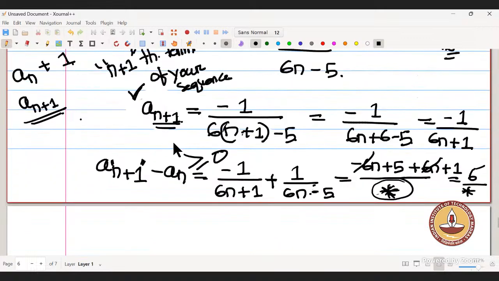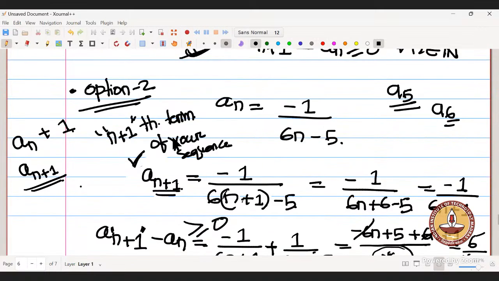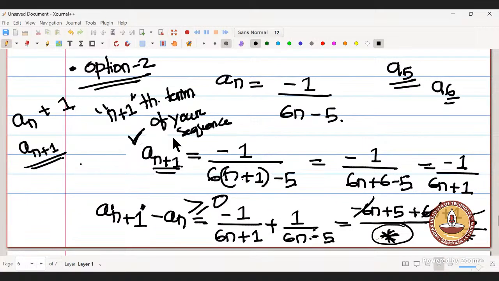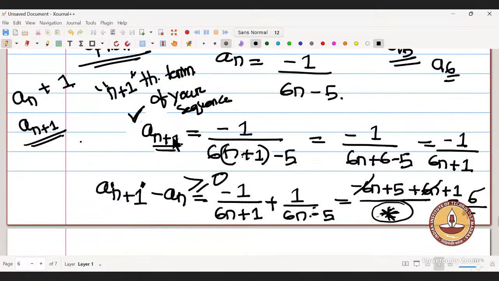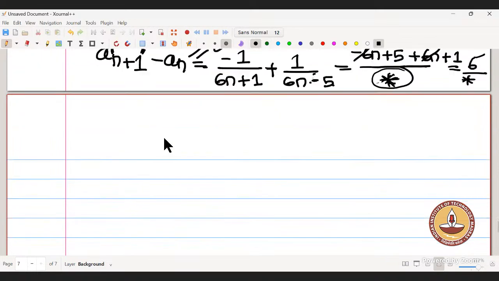I agree that a n plus 1 should be the next element or next term of a n in the sequence. That is what it indicates, the n plus 1 term. But then when we apply that, we are actually multiplying n plus 1 to 6. I may be wrong, I'm confused, actually. Just a minute. It's nothing to do with the original sequence. Let me write 6n plus 5, right?